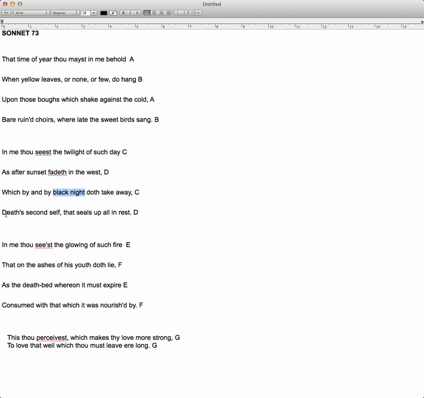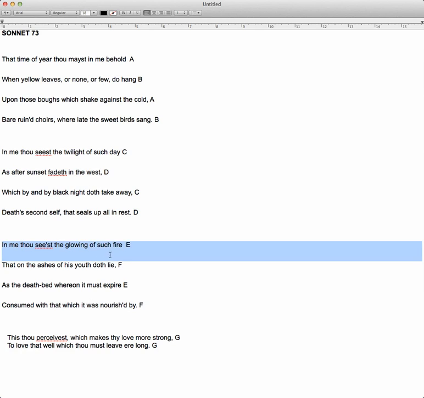And what happens in black night? Well, it's kind of like death. Everything falls asleep. Everything's sealed up in rest. Boy, this is sounding pretty grim. I don't know where this might be headed. So let's take a look at the third quatrain.